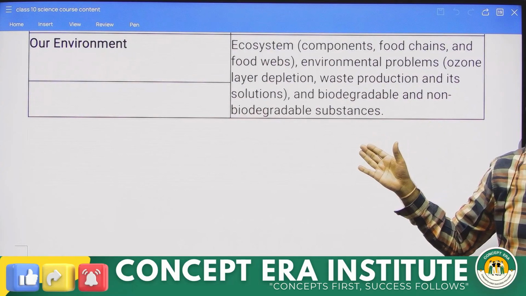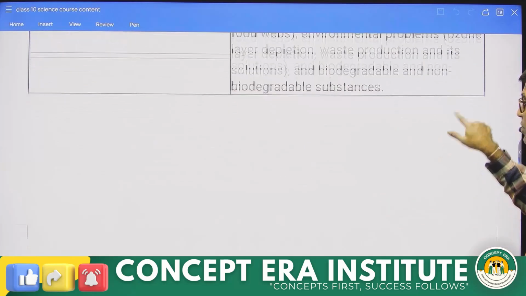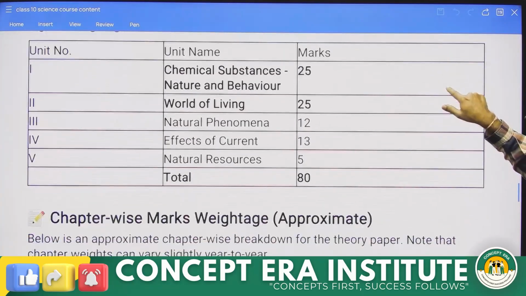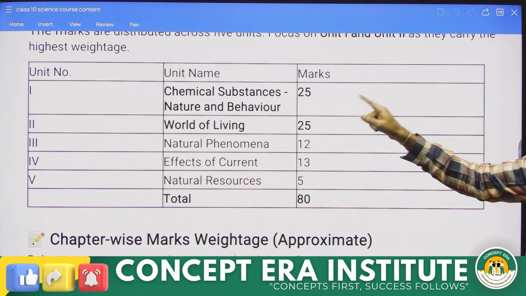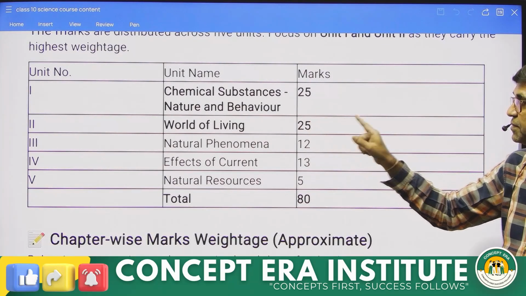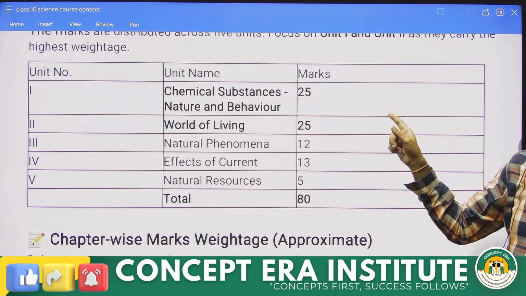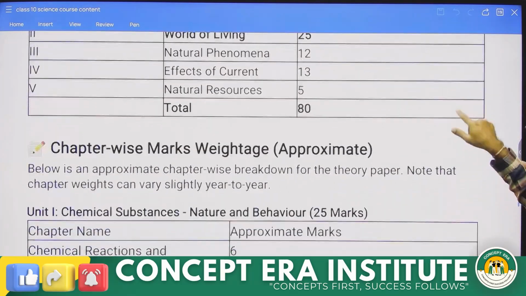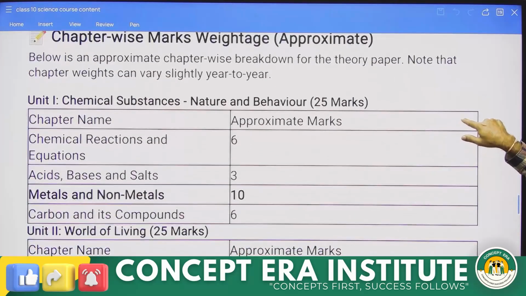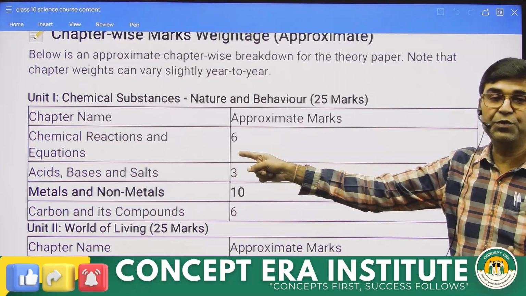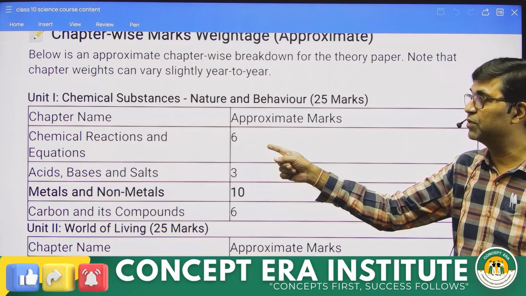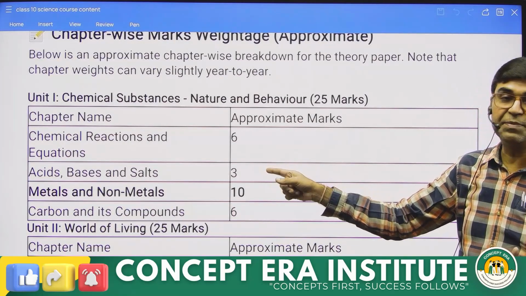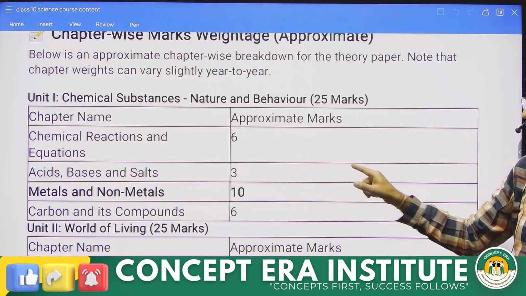This is regarding your courseware. Now I'll tell you about what weightage of marks is covered by each chapter. Chemistry, 25 marks. Biology, 30 marks. Physics, 25 marks. Now, chapter-wise weightage, that is approximation. Chemical reactions and equations, there will be about 6 marks questions in your board exam. From acids, bases, and salts, 3 marks questions will be asked.